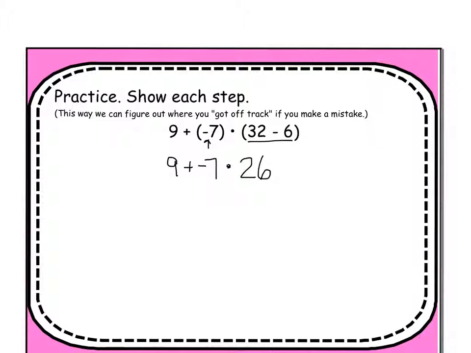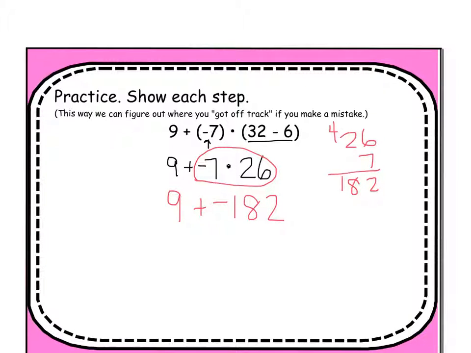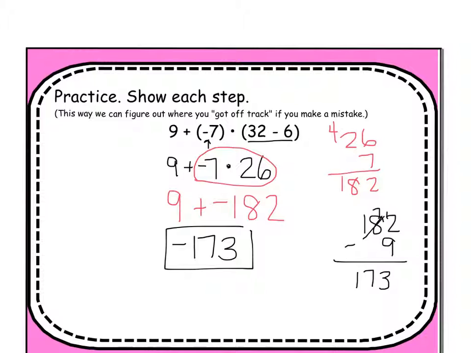We have no exponents, so then we go to multiplication and division. So I have to multiply 26 times negative 7. And because there's one negative, it's going to end up being 9 plus negative 182. Since it's addition of integers and they're different signs, we have to subtract them. And we get a negative 173 for our final answer.